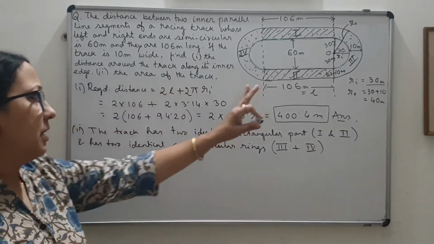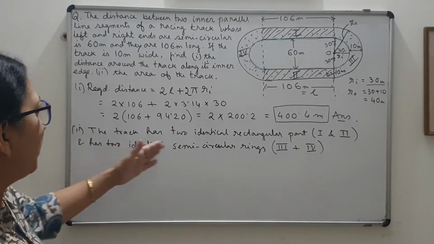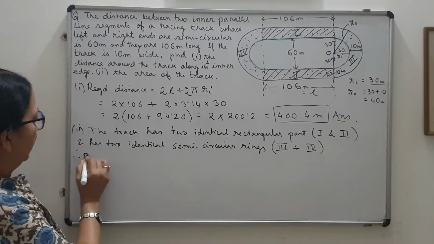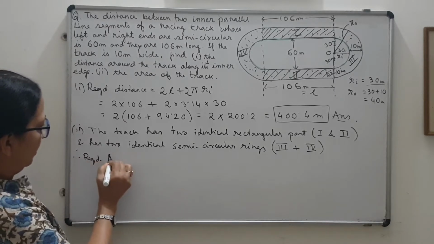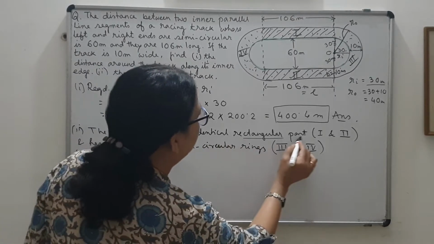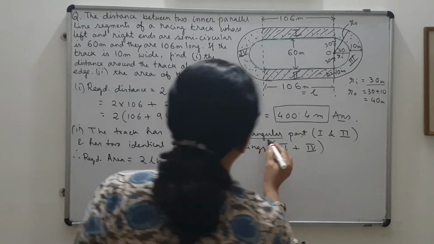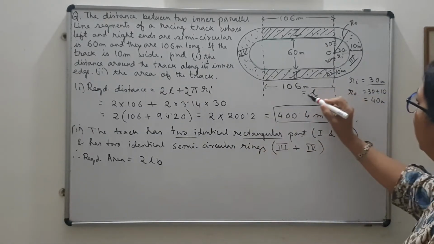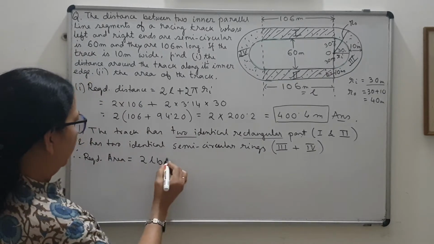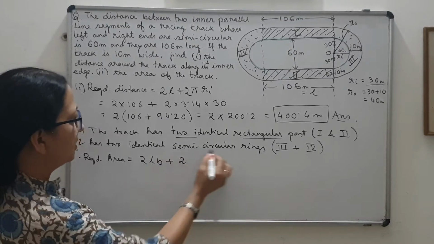So you have first identified the area of the track. So we have to add these areas. Therefore, the required area: two identical rectangular parts, so I can write twice of LB, because L and B are the dimensions of the rectangles, length into breadth. Then for two rectangles, 2 into LB, plus two semicircular rings.